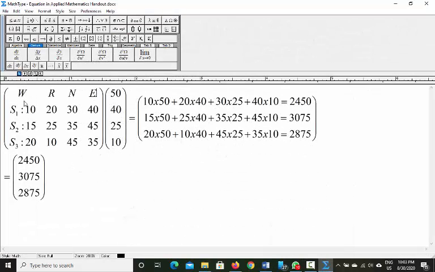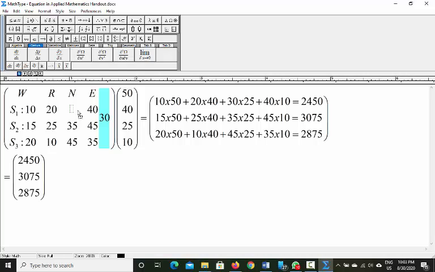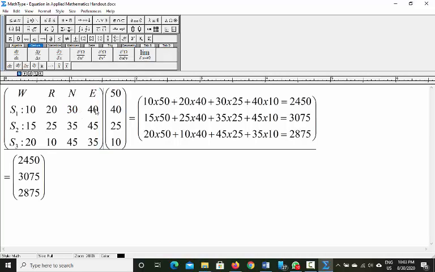So the first column represents number of watches. Second column represents number of rings. Third column represents number of necklaces. Fourth column represents number of earrings. So the first sales guy is buying 10 watches every month, 20 rings every month, 30 necklaces every month, and 40 sets of earrings every month. So like that way information is given for each of the sales guy. Buying pattern of each of the sales guy is given.